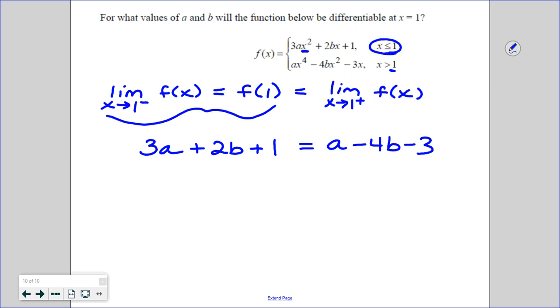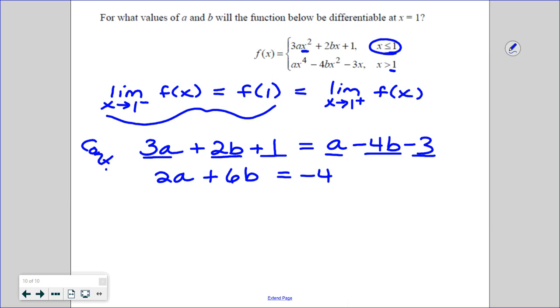move my a and b to the left side. So I'm going to subtract the 1a from the 3a to get 2a. And then I'm going to add the 4b to the 2b to get 6b. And then I'm going to subtract the 1 from the negative 3 to get negative 4. All right. Now, this equation is based on continuity. Because the function has to be continuous in order for it to be differentiable.